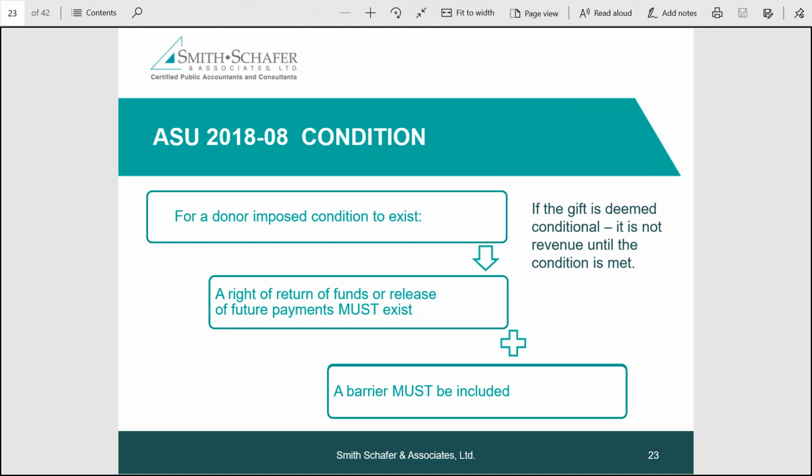Secondly, a barrier must be included in the grant or the contribution. We'll talk a little bit more about what a barrier means, but the important thing to note that's off to the side of your slide there is if a gift is deemed conditional, it is no longer revenue until that condition is met. It will stay as a liability on your statement of financial position. That's kind of a significant change, and you have to be careful for these conditions because it could affect how you're recording revenue and the timing of that revenue. So let's talk about barriers a little bit.